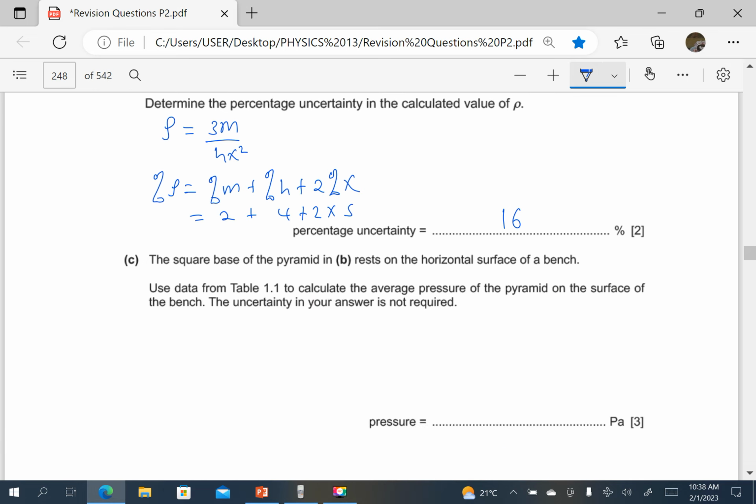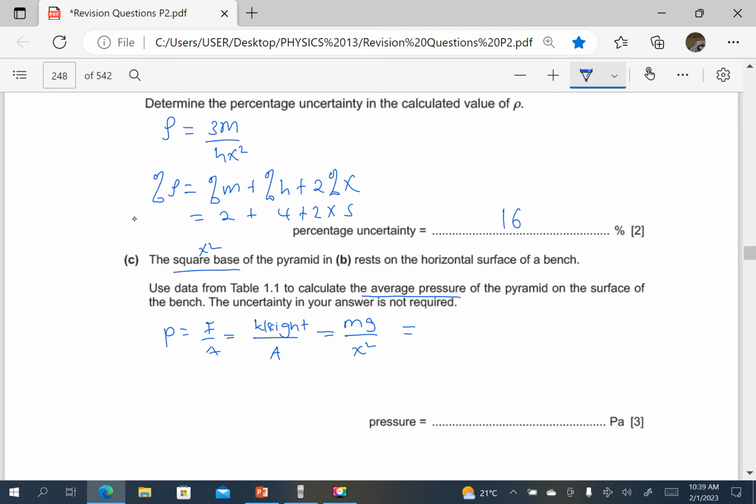The square base of the pyramid in B rests on the horizontal surface of a bench. The base is square, it means the area is x squared. Calculate the average pressure of the pyramid on the surface. So we know that pressure is equal to force over area, and this time the pyramid is resting on the surface, so the force it exerts is going to be the weight. It is going to be the weight divided by the area, and the weight is of course going to be mg. Then we divide this by the area. The area I said it is going to be x squared.